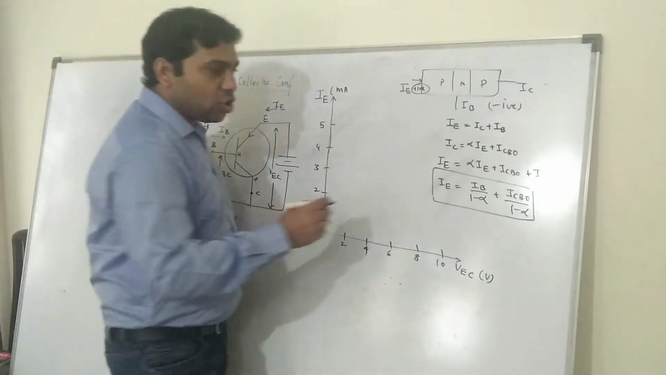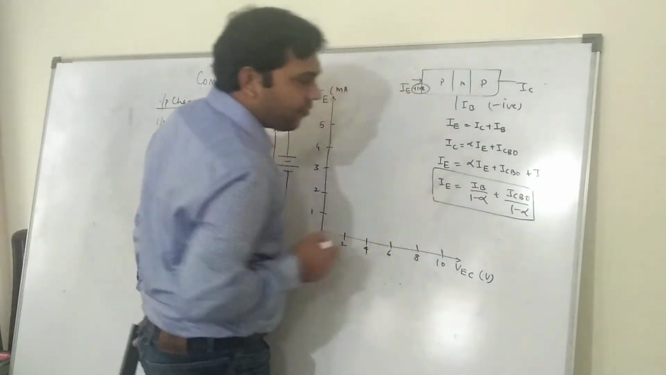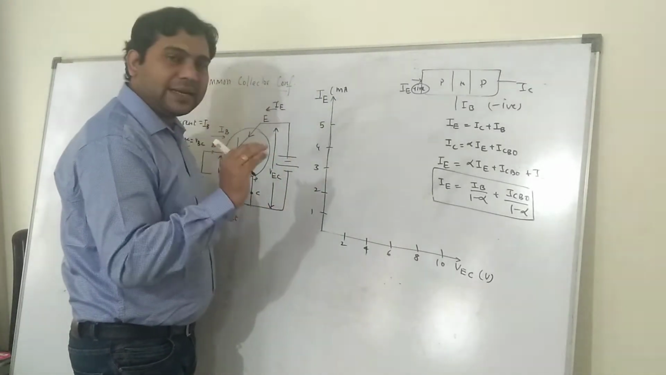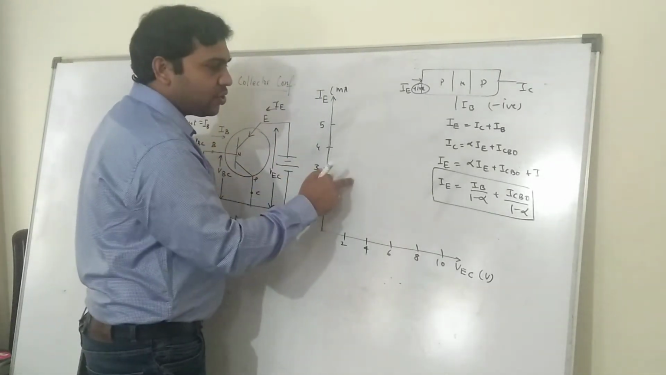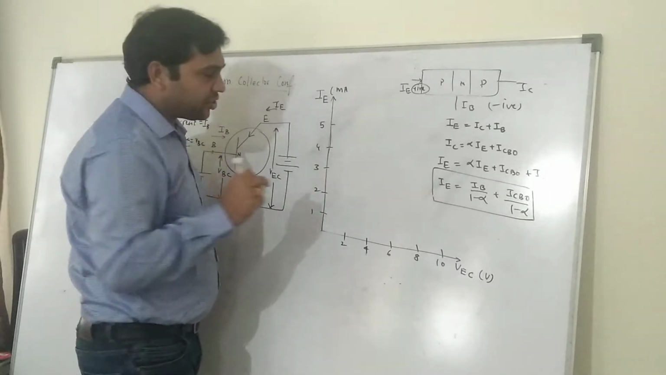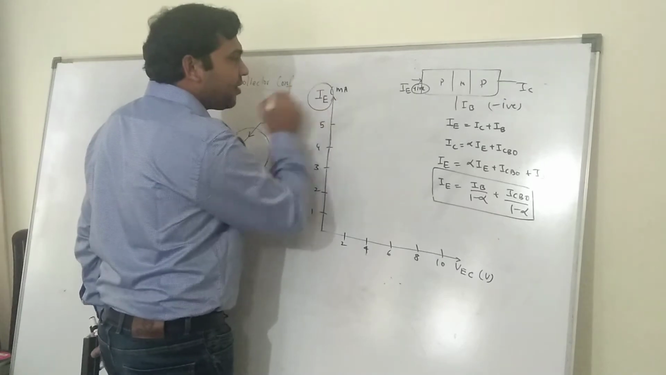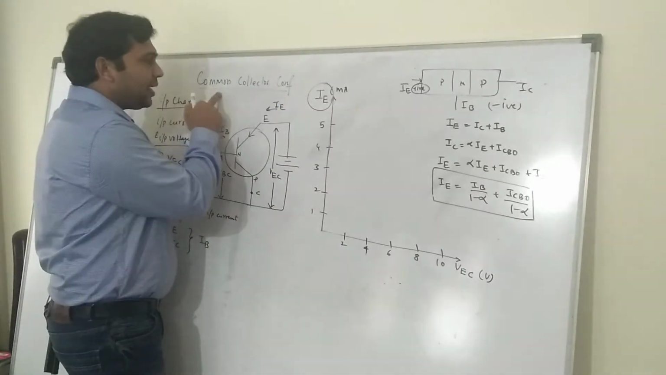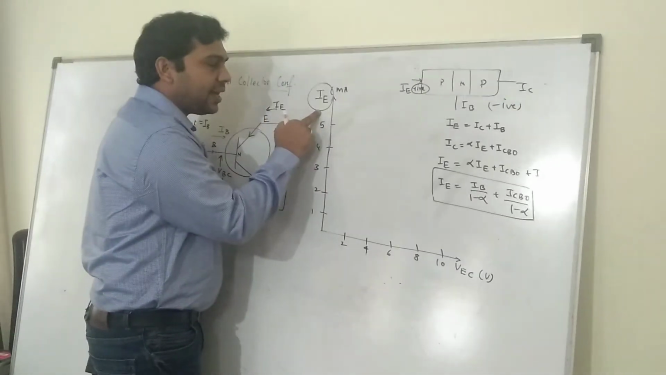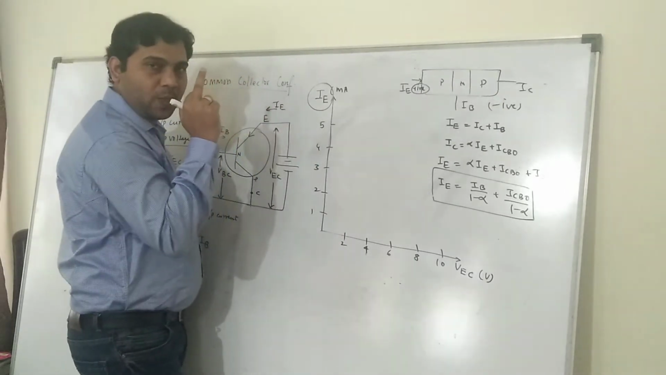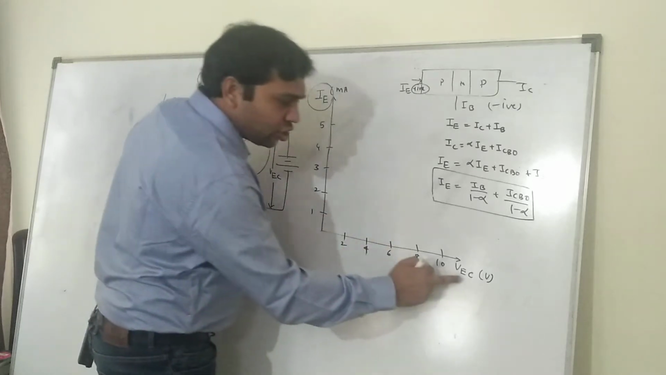In this also you have 1 upon 1 minus alpha, so there will be a slope in the characteristics, and exactly similar characteristics as you have drawn in a common emitter configuration we will be having here. The only difference is instead of IC here we have IE. So in common collector configuration the output current is IE, whereas in the common emitter it was IC.